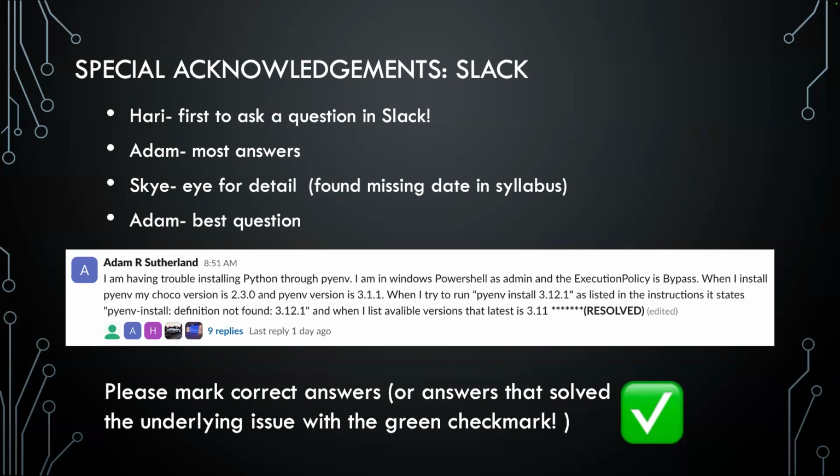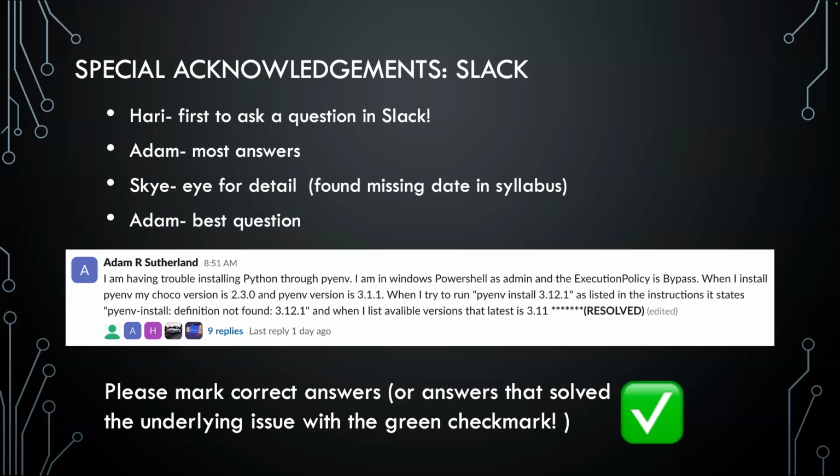Anyway, this is how we get better feedback from our questions. So, having trouble installing Python through PyEnv. Great, we already know what it is. Ideally, he's in Windows PowerShell, so that's stated right off the bat. As admin, also good. We don't have to ask, did you run it as admin? And then the execution policy is bypass. Amazing. We have so much information just from that. We can rule out so many things already.